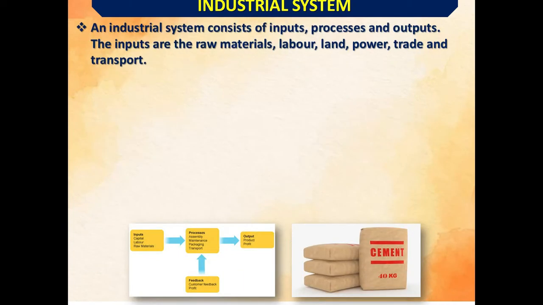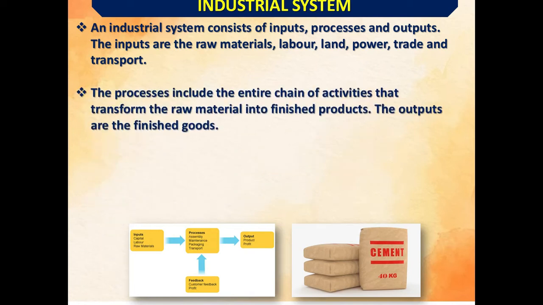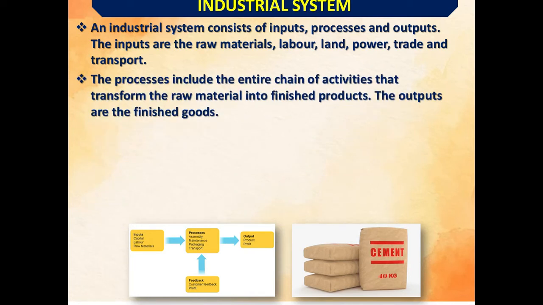Next one is the industrial system. An industrial system consists of inputs, processes, and outputs. The inputs are the raw materials, labor, land, power, trade, and transport. The processes include the entire chain of activities that transform the raw material into the finished products. The outputs are the finished goods.